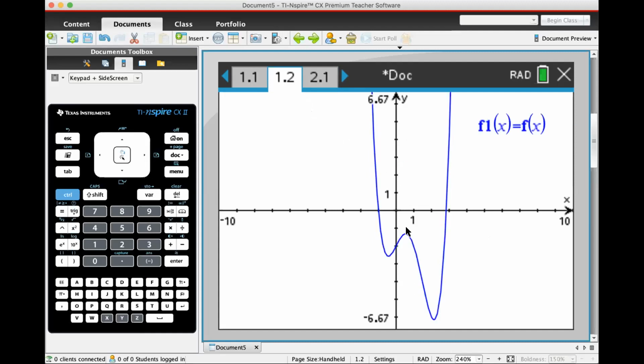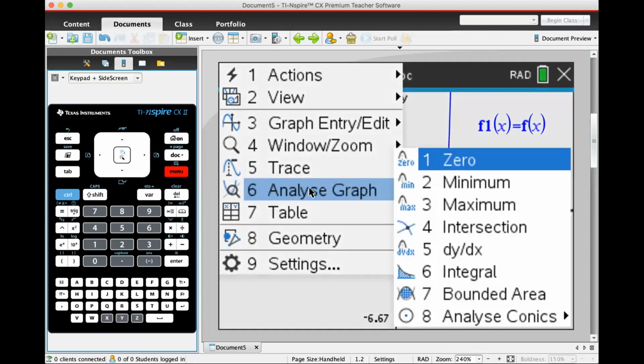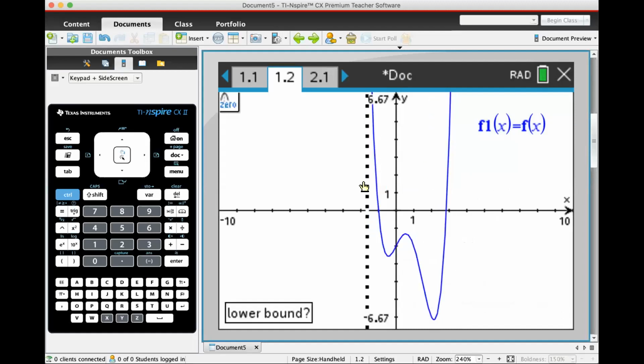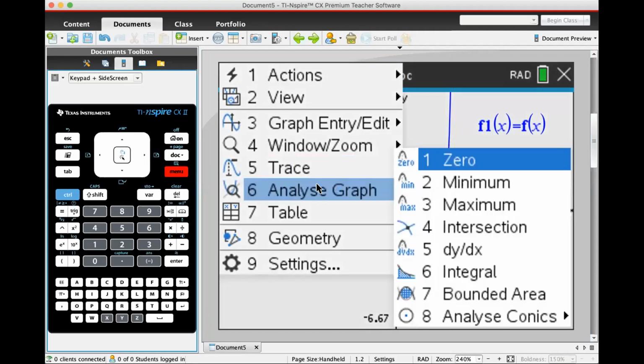To find some of these features of the graph, again, it's pretty intuitive. You just go on the menu, which I call the lighthouse, and you look at analyze graph. Whatever you want, the zeros are the roots. You just give it the domain or the interval between which you want the zero. So I want the zero between these two values, and that x-intercept is negative 1, 0. If I want to find the zero or the x-intercept here, I do the same thing. I go in menu, analyze graph. Remember, menu is my lighthouse.